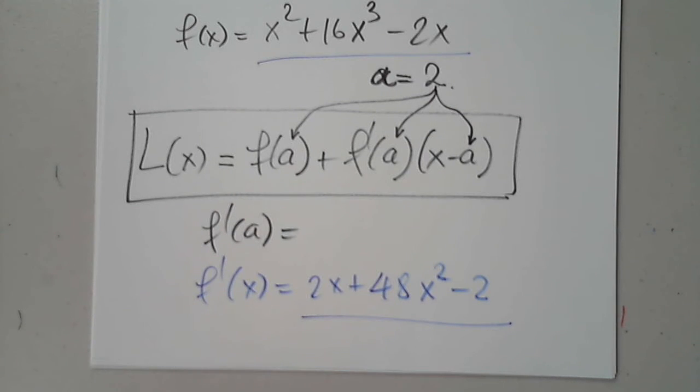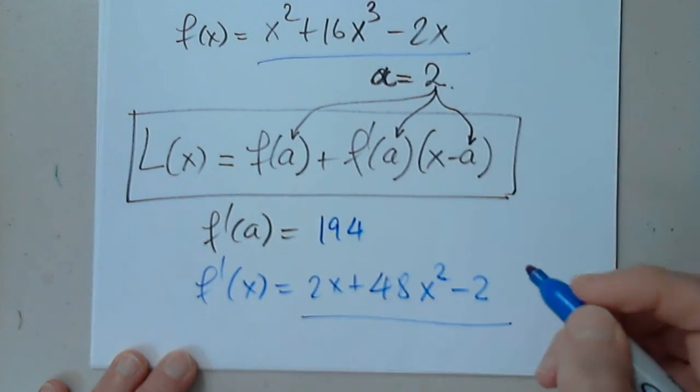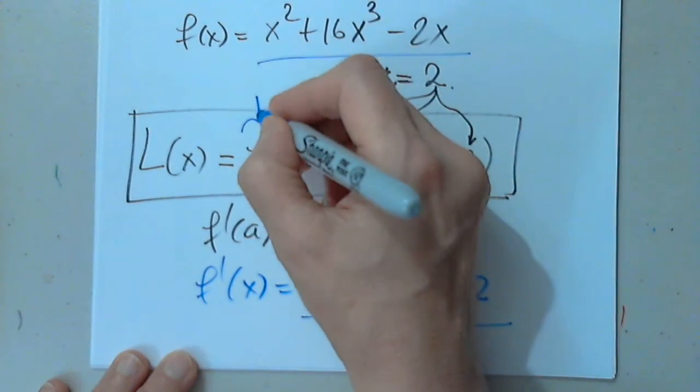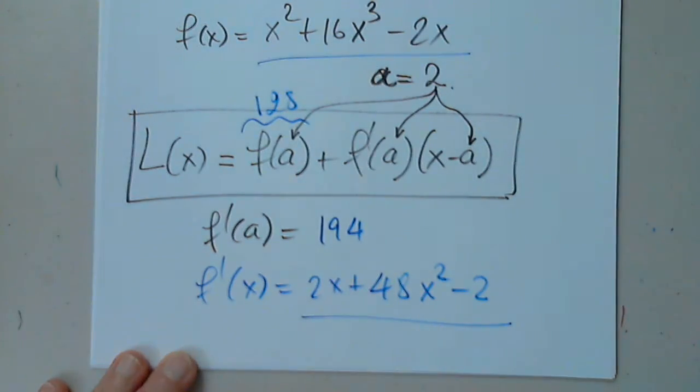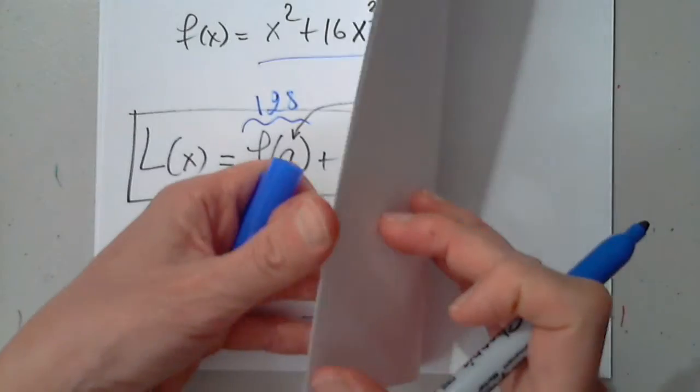And what else? Negative 2. And now when I click second and table, I will plug in 2 and I get both at the same time. This is not being lazy, this is being productive. 128 and 194. 194, and this is 128. That's all I needed. I punched in the functions at the same time and I determined everything I need.